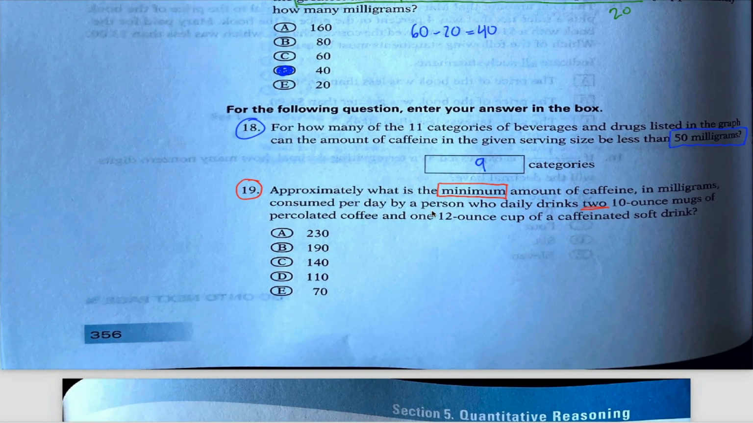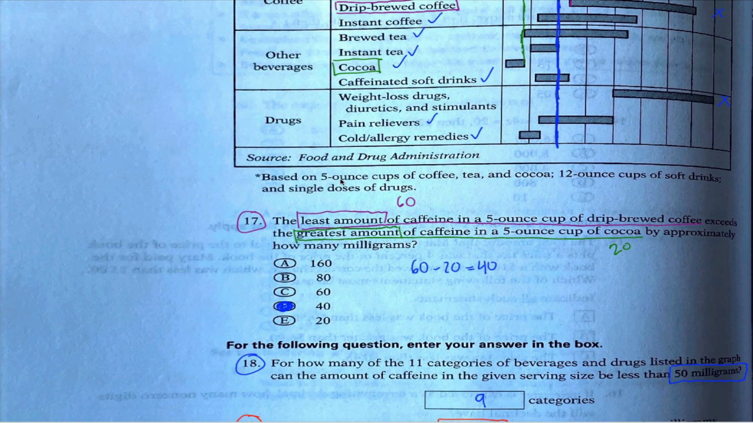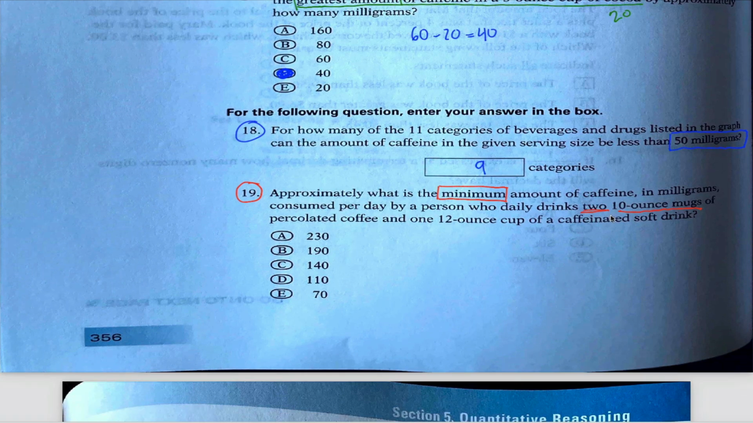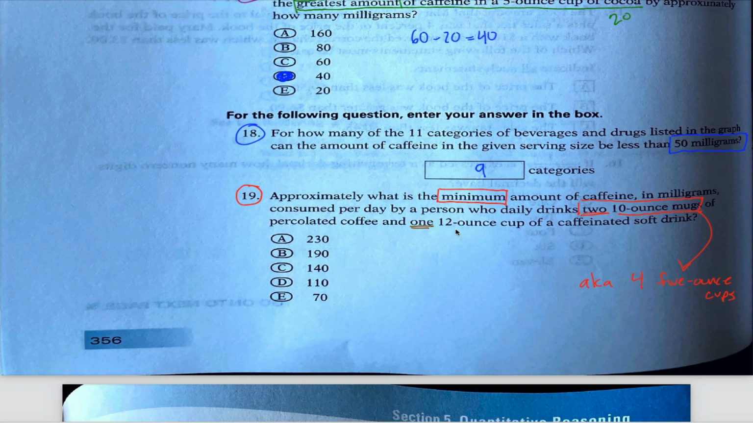Actually, it's not. Because if you read this really carefully, it's 2 10-ounce mugs. And if you go back up here to the chart, these are 5-ounce cups. So if I'm drinking 2 10-ounce mugs, that's the same as drinking 4 5-ounce mugs of percolated coffee. Tricky, huh? This person is also having 1 12-ounce cup. So it's nice that it's just 1 this time. 12-ounce cup, is that the units that I'm going for here? Yep, 12-ounce cups of soft drinks, which is exactly what we're talking about here, caffeinated soft drinks.